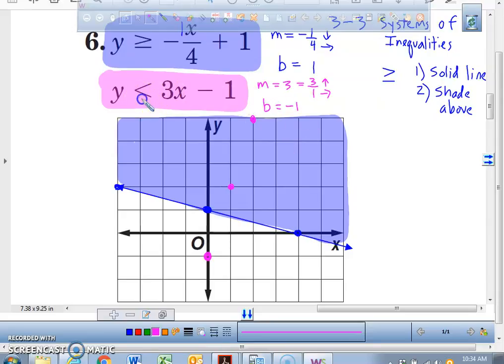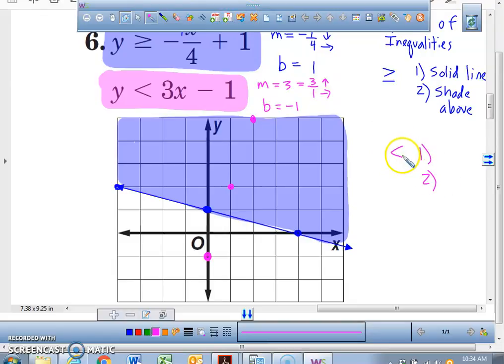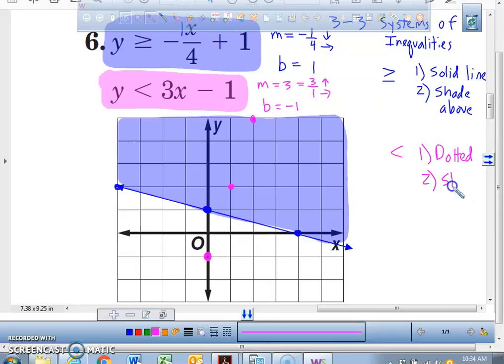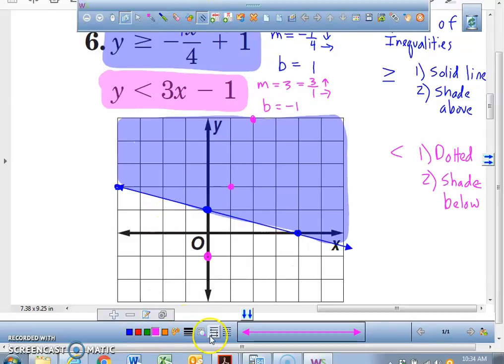Now, this is not the greater than symbol. This is a less than symbol. So we have a less than symbol. So there's 2 things that we need to know about the less than symbol. Yeah, it's going to be dotted. And shade under. Shade below. We're going to be shading below the line. All the y values that are less than this. First, we got to make a nice dotted line.